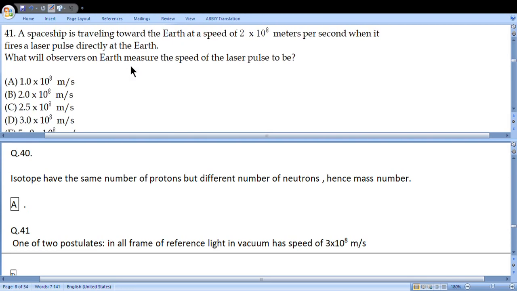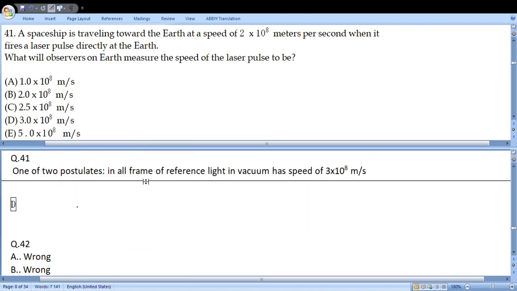41. A spaceship is traveling towards the Earth at a speed of 2 times 10 to the 8 meters per second when it fires a laser pulse directly at the Earth. What will observers on Earth measure the speed of the laser pulse to be?